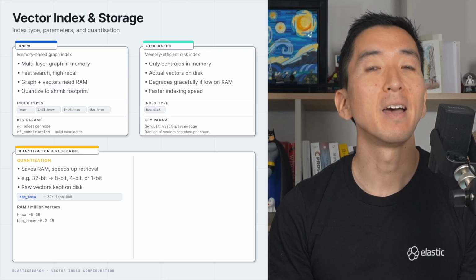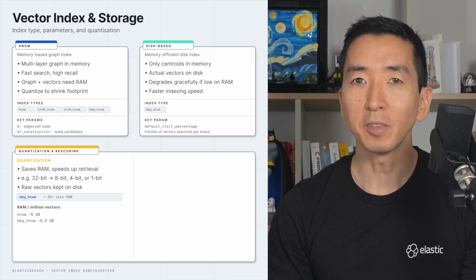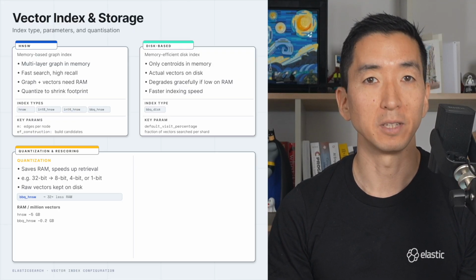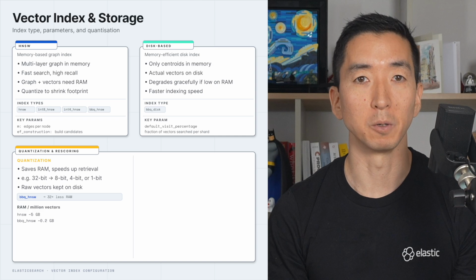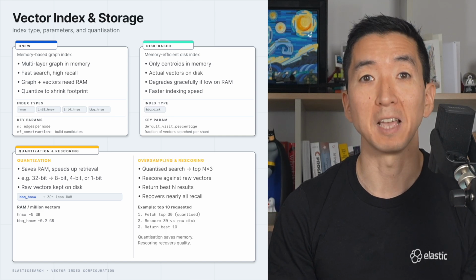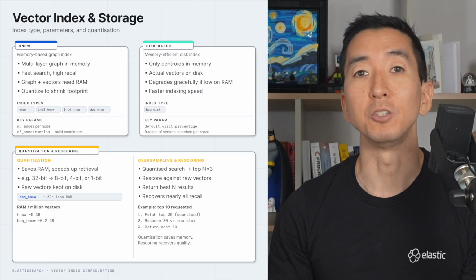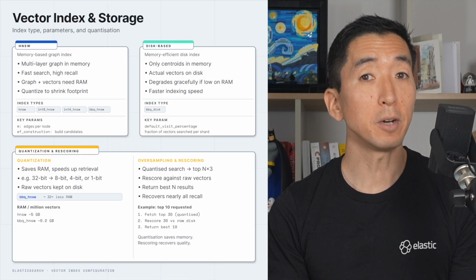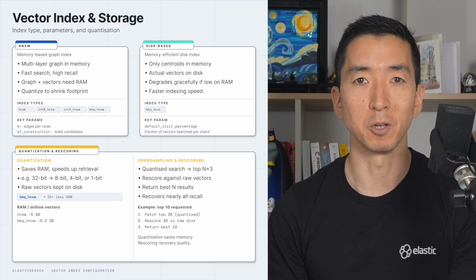Quantization saves RAM and speeds up retrieval. Note that it doesn't necessarily save disk space, as Elasticsearch always keeps the raw vectors on disk for rescoring. Speaking of which, rescoring in combination with oversampling is what vector search engines use these days to recover most of the lost information. At query time, let's say you ask for the top 10 results.